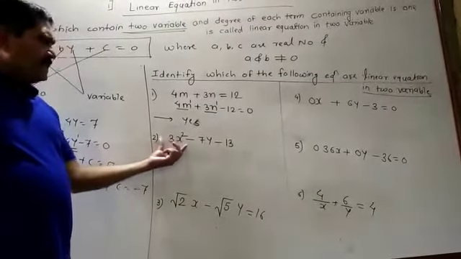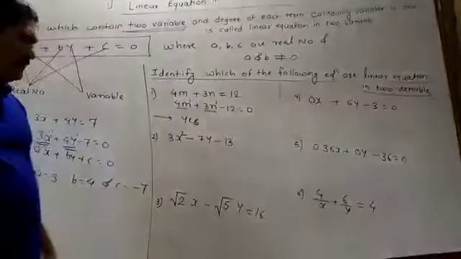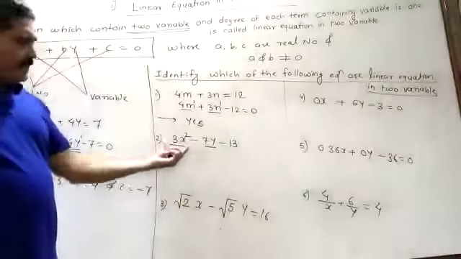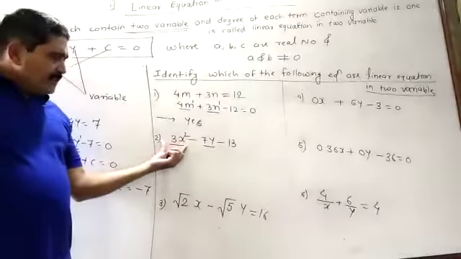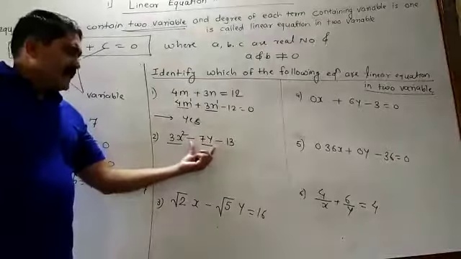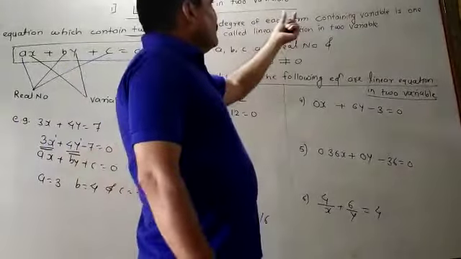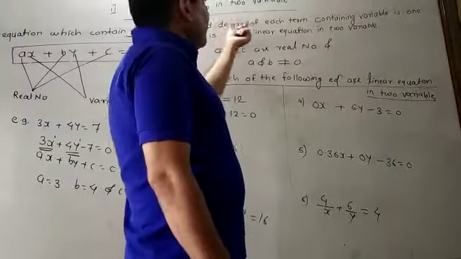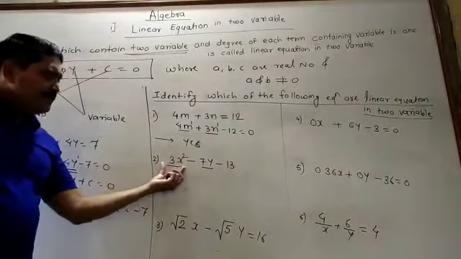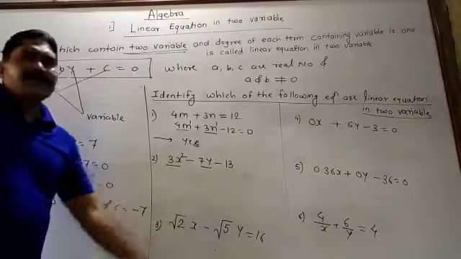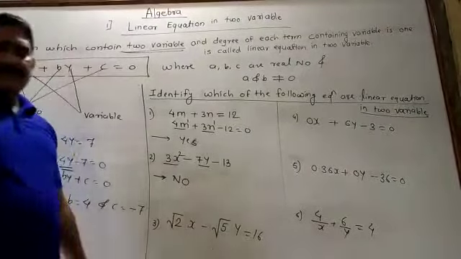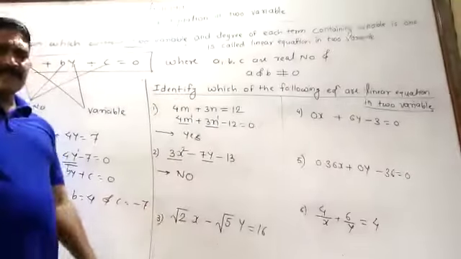This is the second equation, 3x square minus 7y minus 13. Here, these are the variable terms. The index of this variable term is 2, meaning the degree of this term is 2, and the degree of this term is 1. According to the definition, the degree of each term containing the variable should be 1. But here, the degree of one term is 2 and the other is 1. So we will say that this is not a linear equation in two variables. This is a quadratic equation.